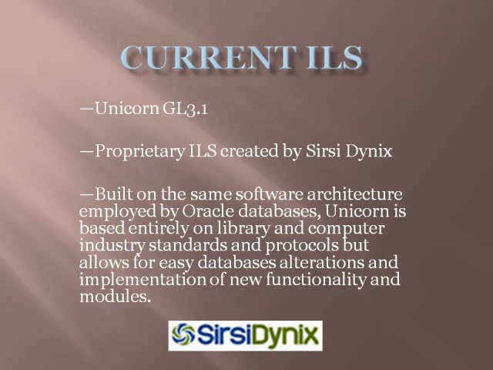The current ILS used by NC PALS is Unicorn GL 3.1. It's a proprietary ILS system created by Sirsi Dynix. It is built on the same software architecture employed by Oracle databases and is built entirely on library and computer industry standards and protocols, but it allows for easy database alterations and implementation of new functionality and modules.